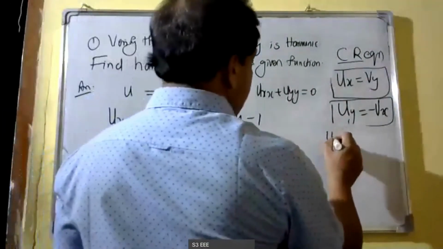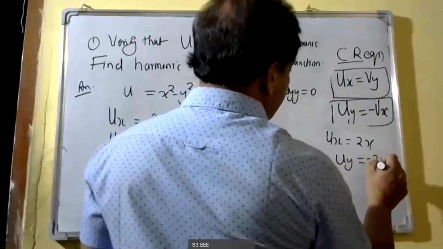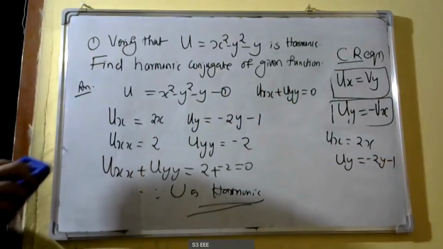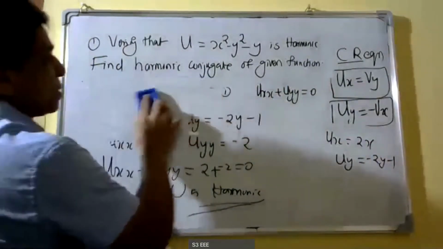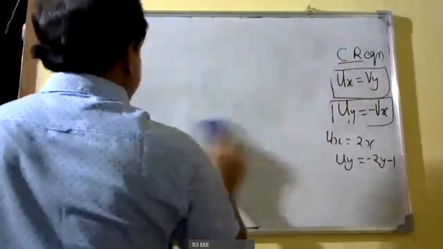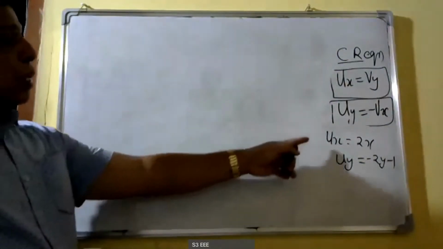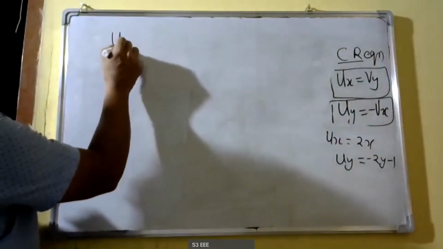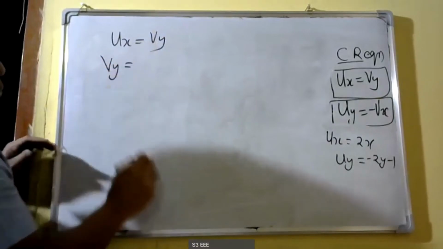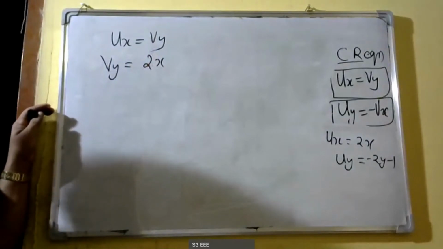Here ux is equal to 2x, uy is equal to minus 2y minus 1. Based on this result, we can find the value of v. Here, first Cauchy Riemann equation. We know that the first Cauchy Riemann equation is ux is equal to vy. Therefore, vy is equal to ux is equal to 2x.